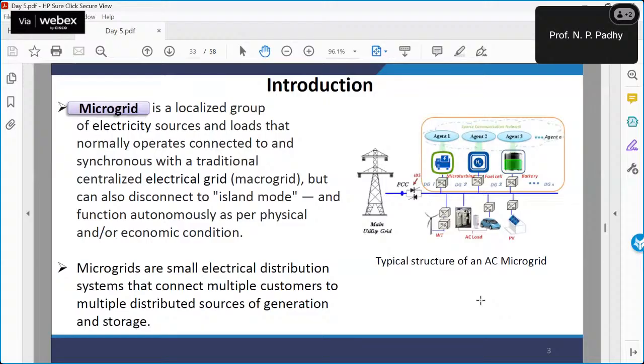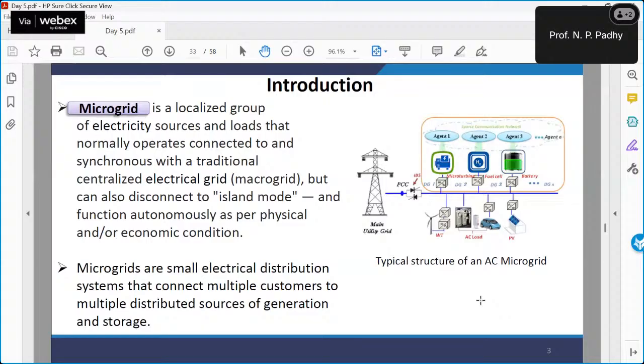Nanogrid. No clue. Okay. No worry. Actually, I will try to help you slowly. Don't worry. So, you see, microgrid is basically the initial breakthrough thought process. I will come to that point slowly.